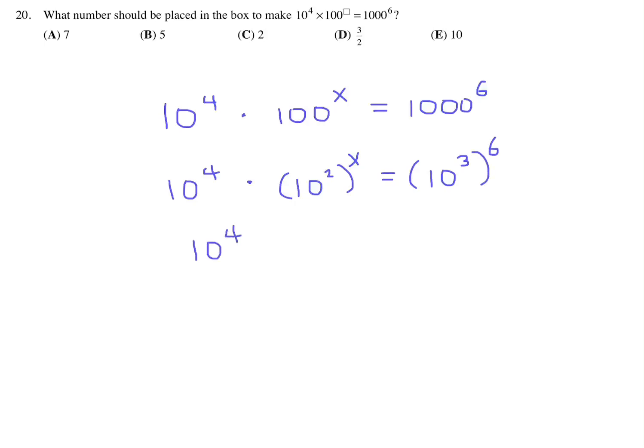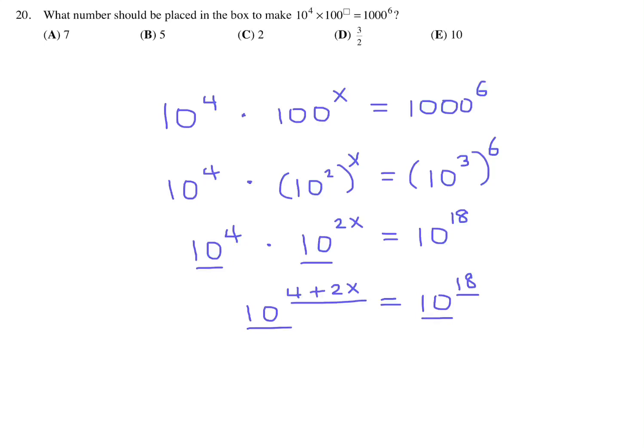So this becomes 10 to the power of 4 times 10 to the power of 2x is equal to 10 to the power of 18. And then if you're multiplying like this and the bases are the same, you will add the exponents. 4 plus 2x. So remember that. There you go. So now the bases are the same, so therefore the exponents are the same. So that means that 4 plus 2x is equal to 18. Solving for x, you'll get 18 minus 4, which is 14. And therefore x is 14 divided by 2, which is 7. So the answer to number 20 is A.